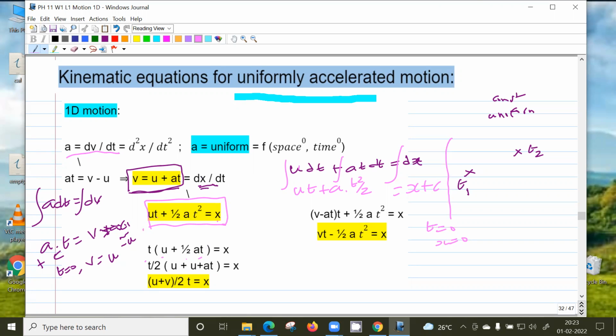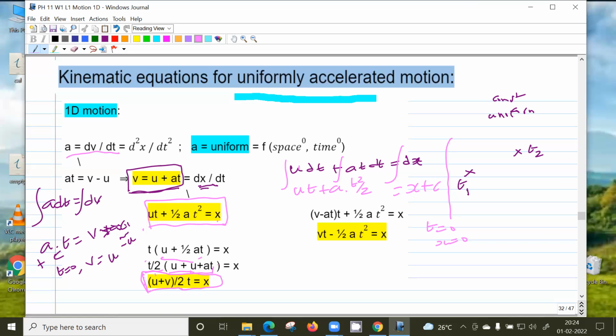And ut plus half at, I can write this as u plus at, taking this half outside. This is simple manipulation. Is it clear? If you take this half outside, you get 2u plus at, and 2u I can write as u plus u. Is it okay? And u plus at is v, right? So from this I get (u plus v) by 2 into t equal to x. This is the same as v equal to u plus at, but in a different form.